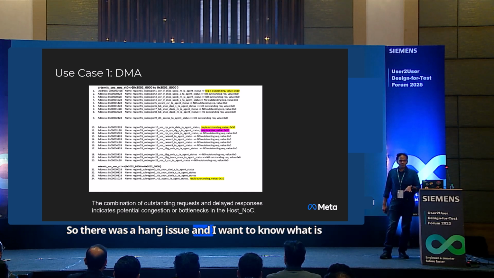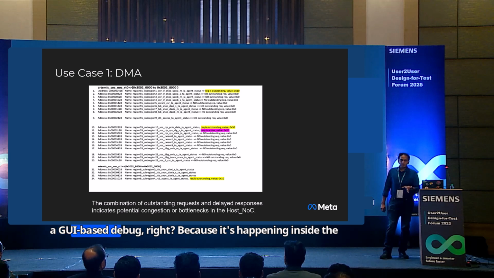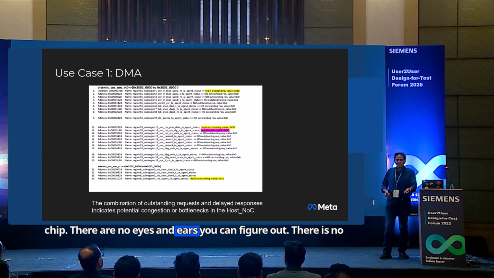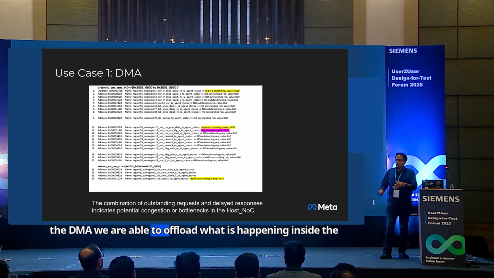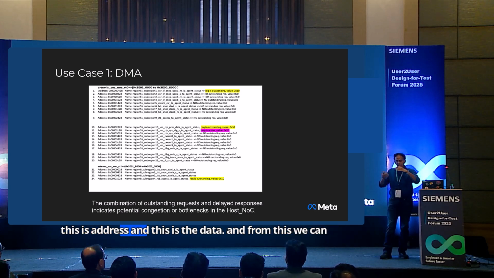So there was a hang issue, and I want to know what is happening inside my registers. It's not like using a GUI-based debug, because it's happening inside the chip. There are no eyes and ears you can figure out with. There is no DB that you can load and quickly figure out. So using the DMA, we are able to offload what is happening inside the registers. And it will clearly say, hey, register 1, this is the address, and this is the data.